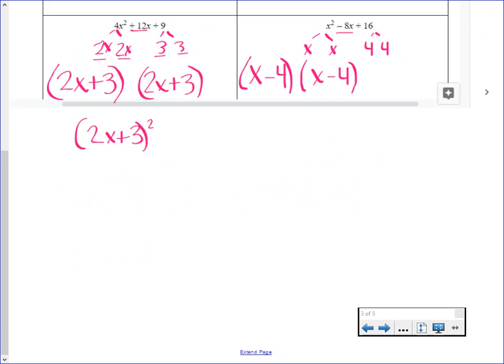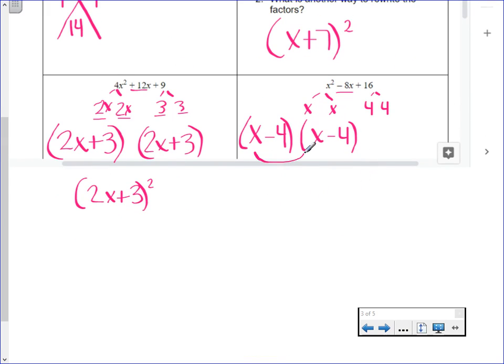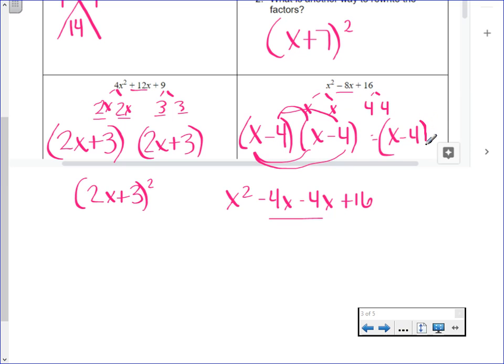If you think about it, and I'm just going to prove to you that this works, x times x is x squared. I'm just FOILing or multiplying basically. X times negative 4 is negative 4x. Negative 4 times x is also negative 4x. And negative 4 times negative 4 is positive 16. Then you combine your like terms, and those would equal negative 8. So anyway, that would mostly be written like this, x minus 4 squared.